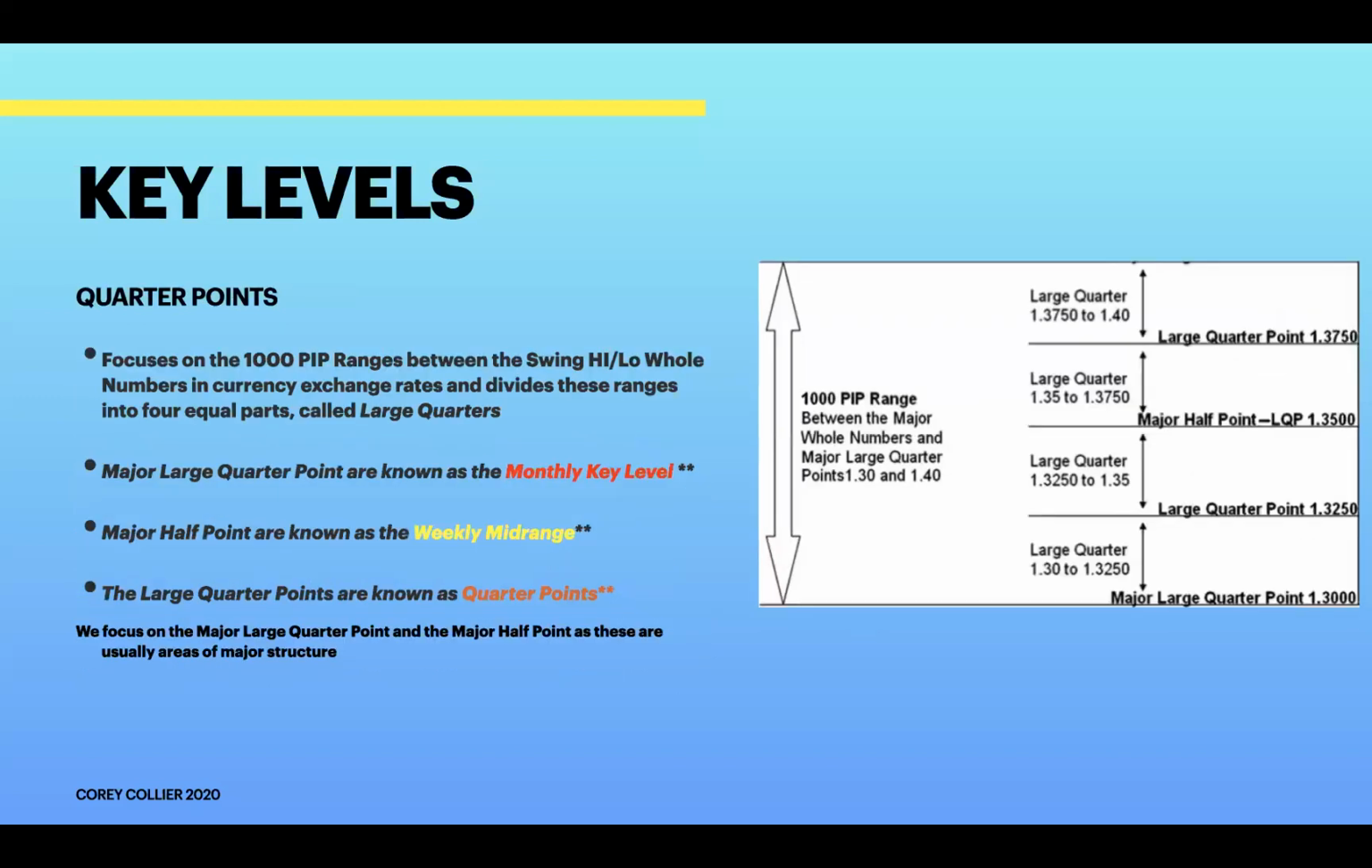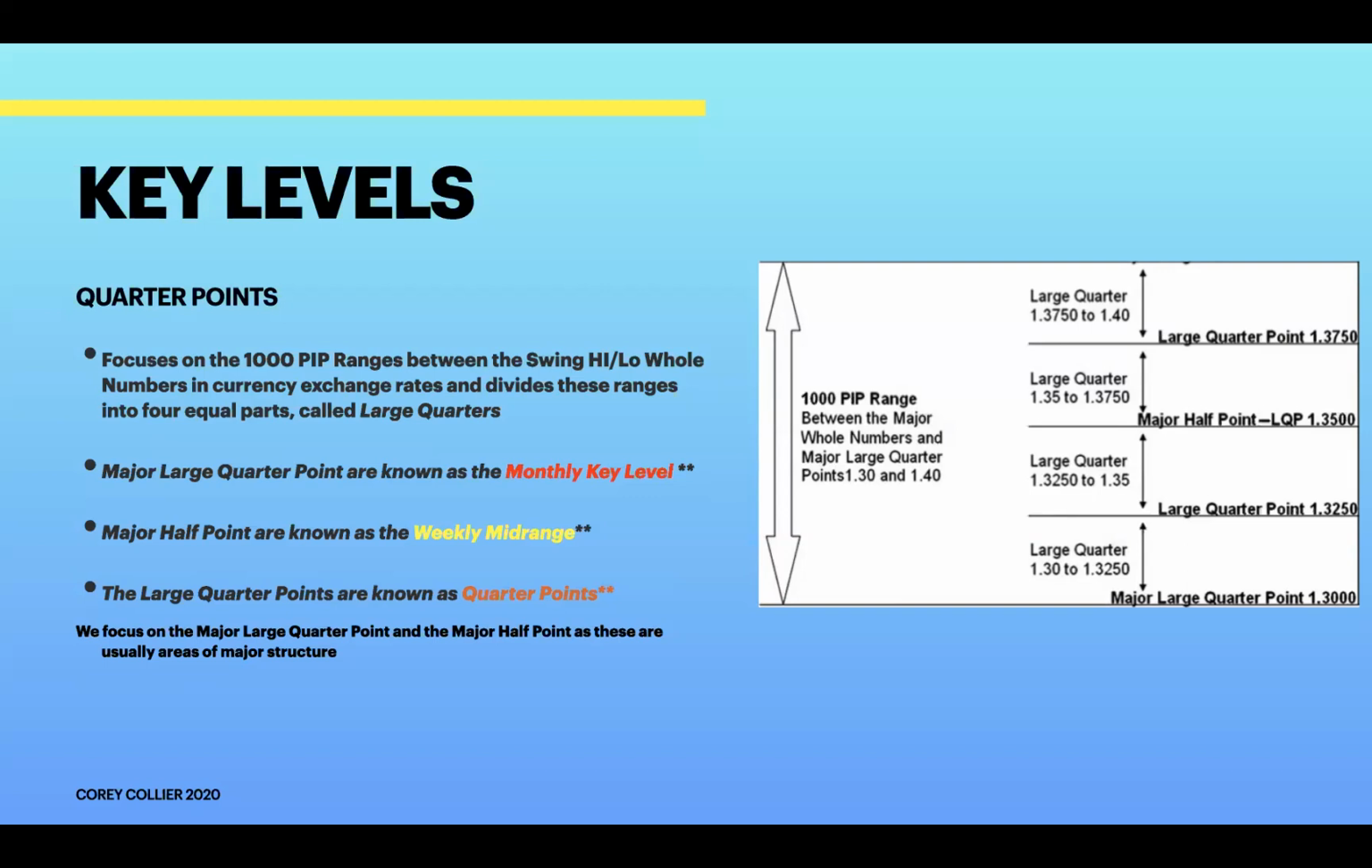So the quarter points, right? Now, the quarter points, or the quarters theory, focuses on 1,000 pip ranges between the swing low and the swing high whole numbers in currency exchange rates and divides these ranges into 4 equal parts called large quarters. All right. That's what the 1,000 pip range is called. That's a large quarter, right? So from 130 to 140 is a large quarter.